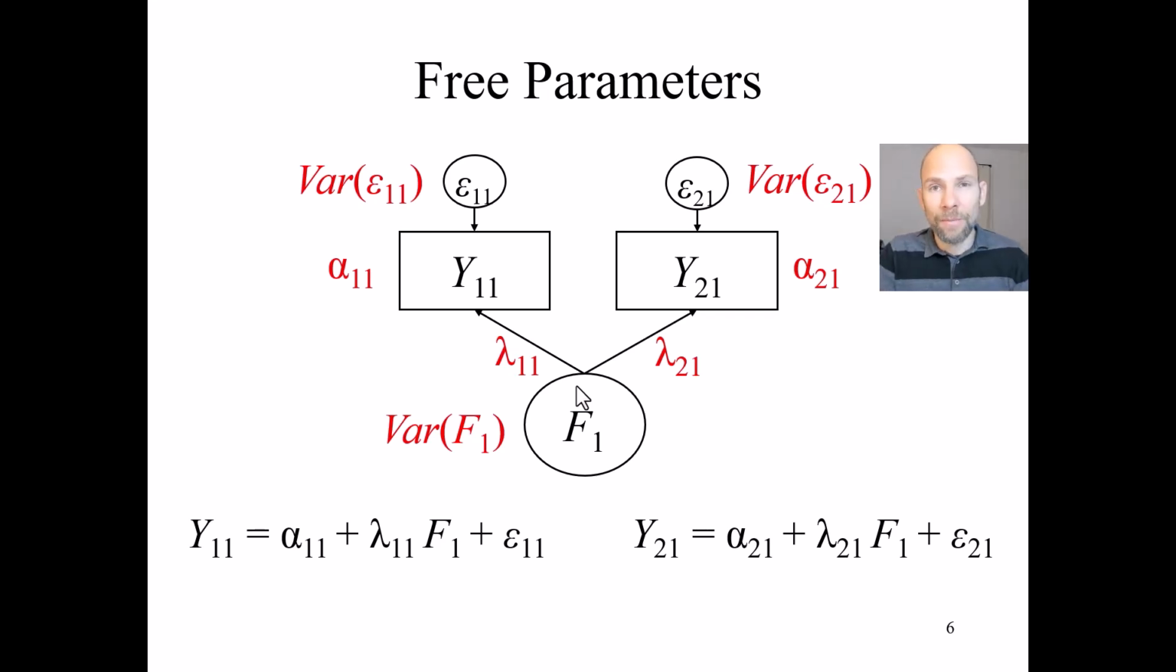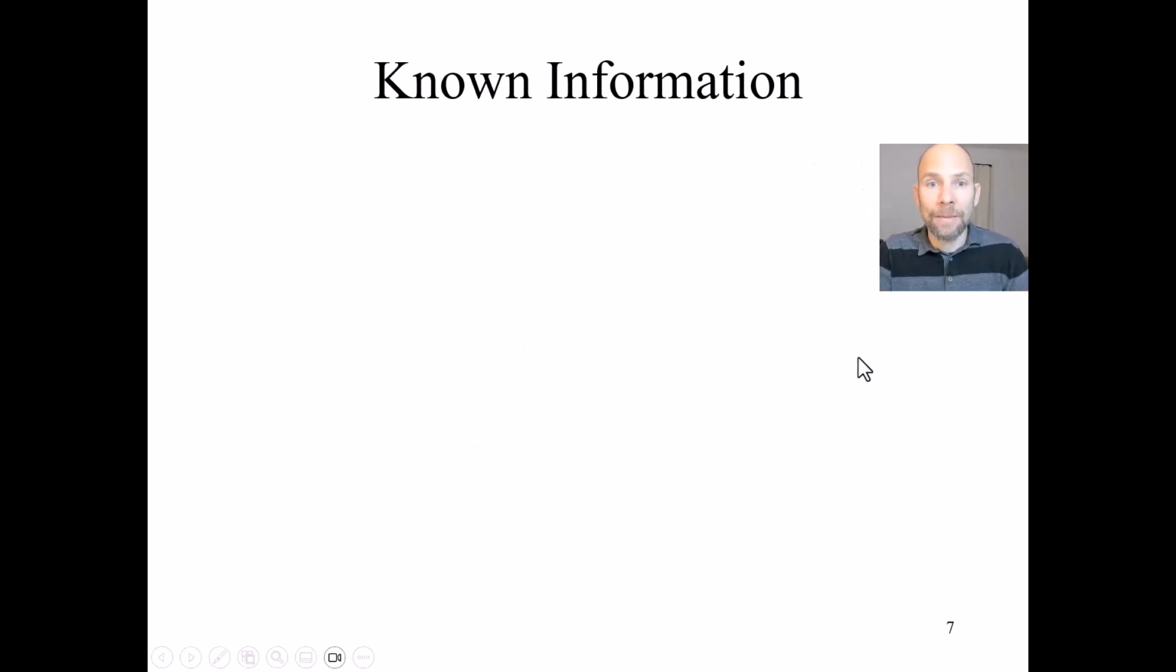So where does the information come from that allows us to estimate parameters in a confirmatory factor analysis model or a structural equation model? So let's take a look at the side of the knowns as well, now that we know what the unknowns are that we want to estimate. And so the known information comes obviously from the observed indicators.